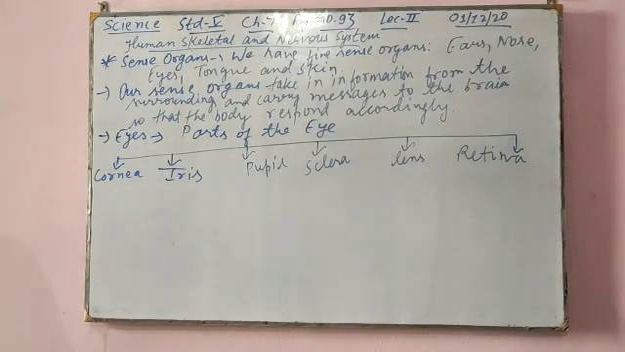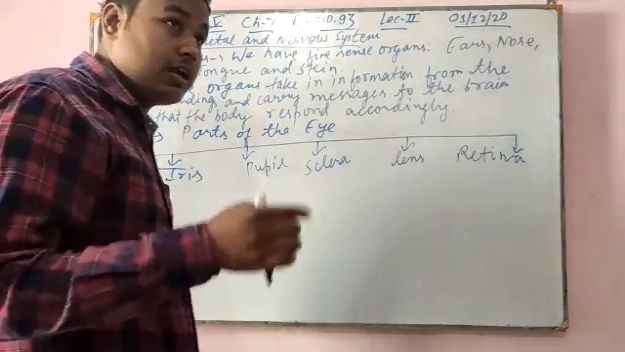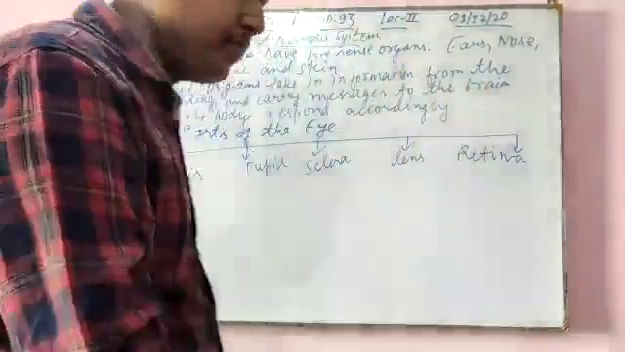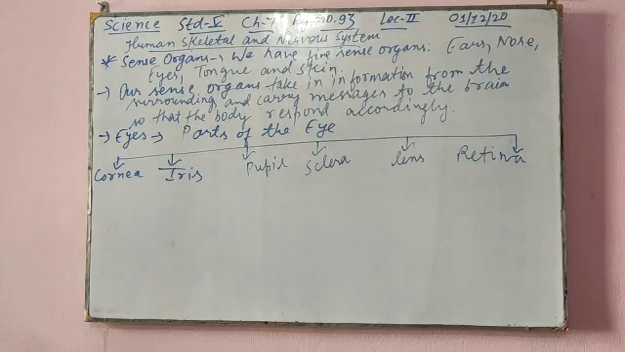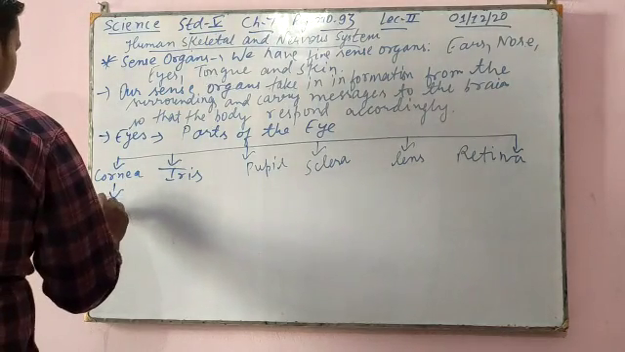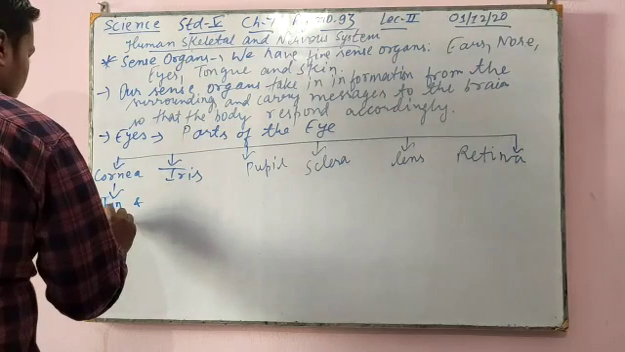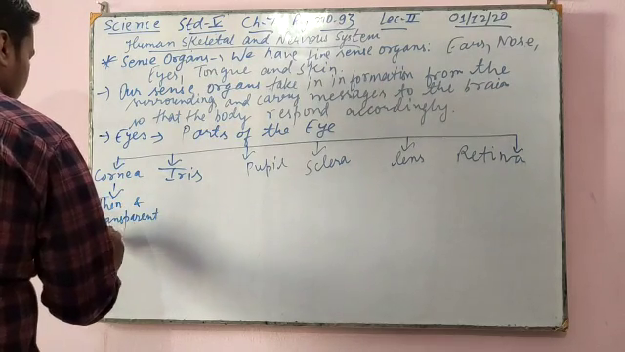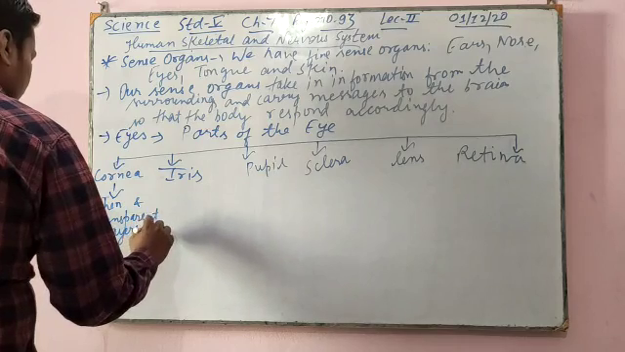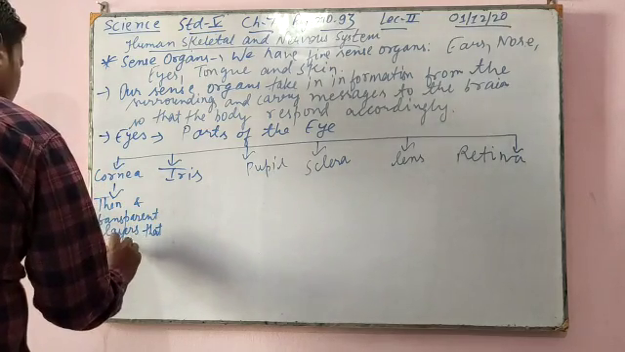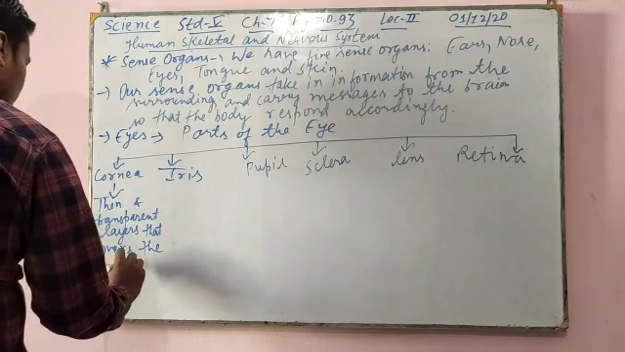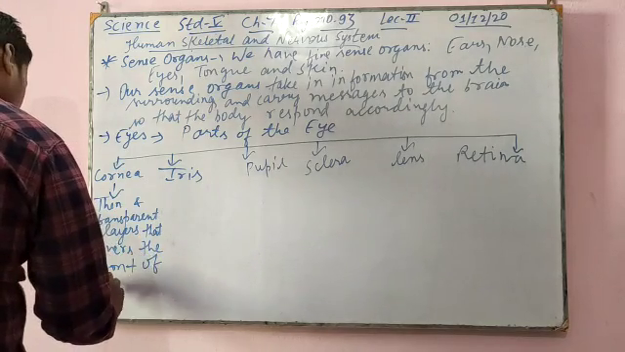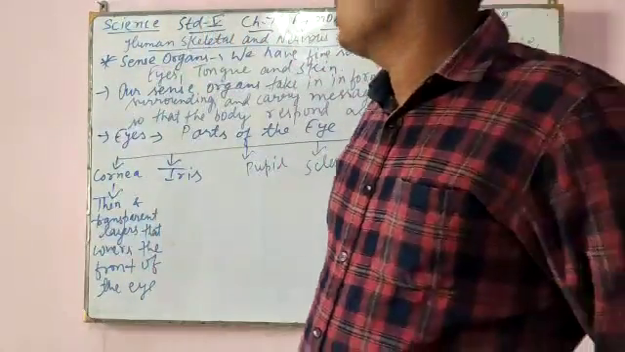So what is cornea? Cornea is a thin, transparent layer that covers the front of the eye. You can see that thin and transparent layer that covers the front of the eye. That front part is the cornea.